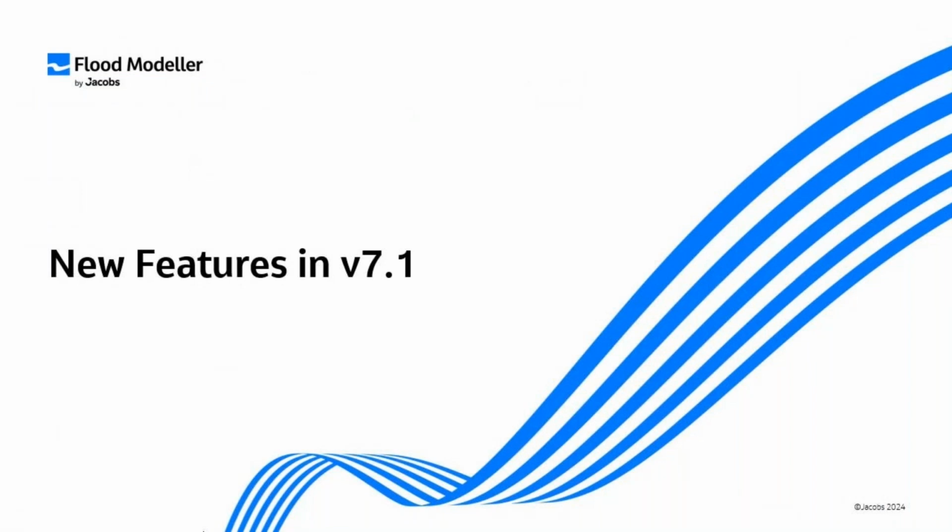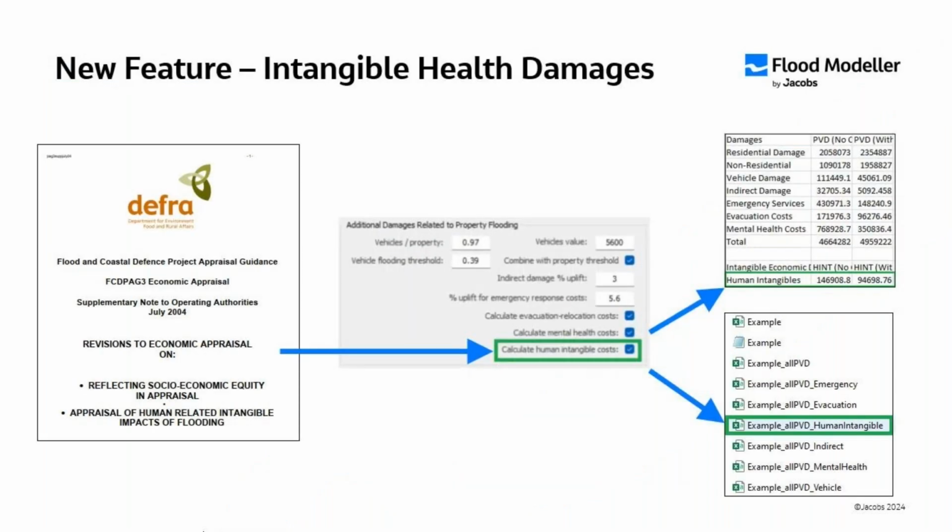Okay, so that was a quick look at Damage Calculator and what it can do. Now on to the next bit of our agenda, which is new features in version 7.1 to get both our new and experienced users interested in this new version. The first one is intangible health damages. It implements this DEFRA report here.